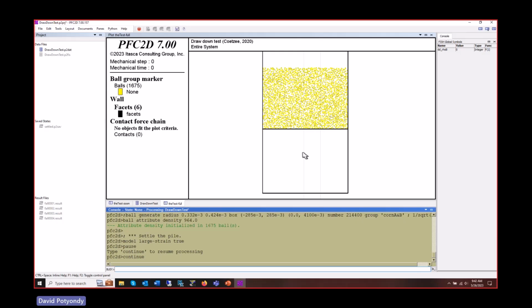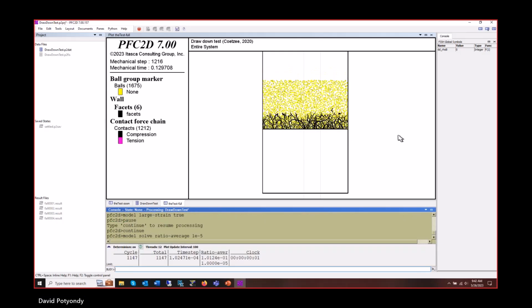So this is modern PFC. Look at those force chains build up. Boom. Do you see that bounce back of the surface? And now we're doing this model solve ratio average command. We're just telling it, keep on going until you reach that criteria of 1e minus 5. See, there's not much going on anymore. There's still a little bit of bouncing its way at the top. You can kind of see that changing. We're almost there. There. Go. Boom. And now we're watching it run.